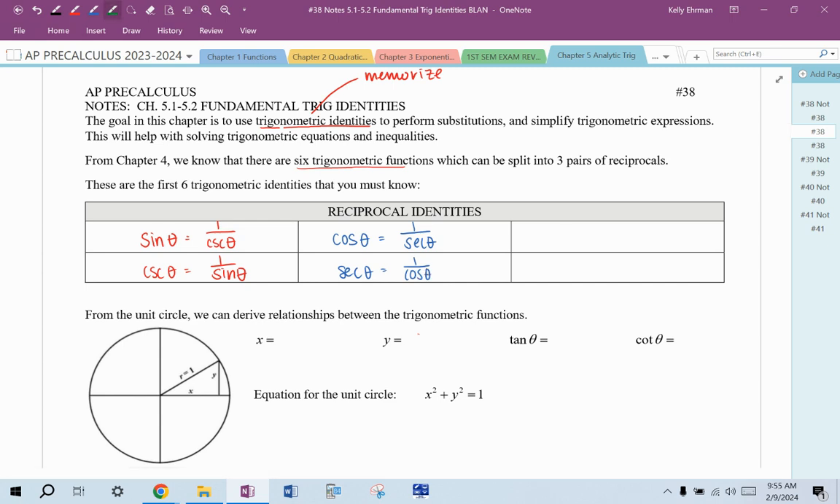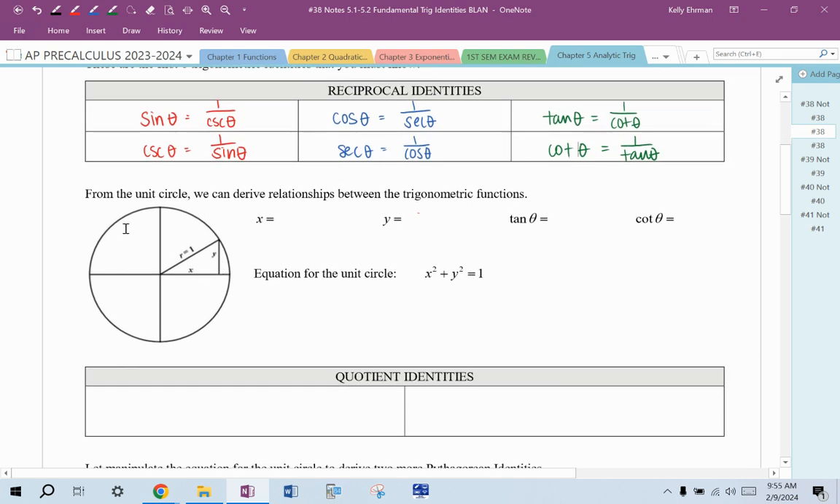And then the last pair is tangent and cotangent. So the tangent of theta is equal to 1 over the cotangent of theta. And the cotangent of theta is equal to 1 over the tangent of theta. So those are reciprocal identities that we will use as we're trying to simplify expressions. So we're just getting some of these rules down first.